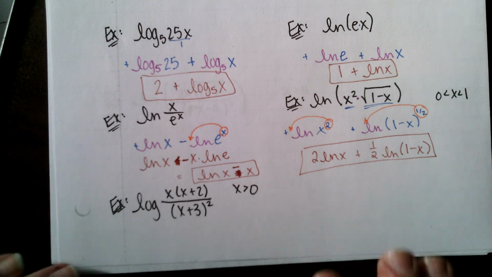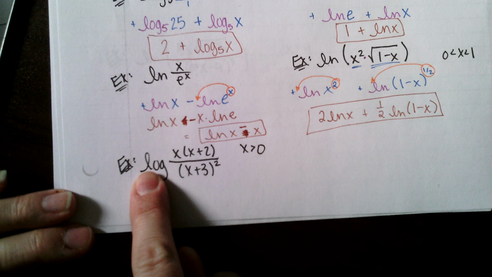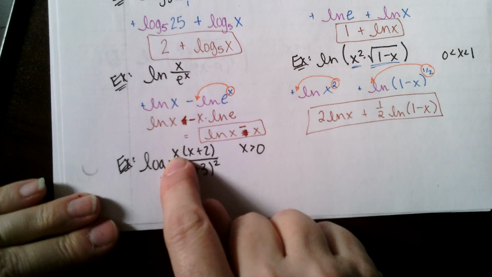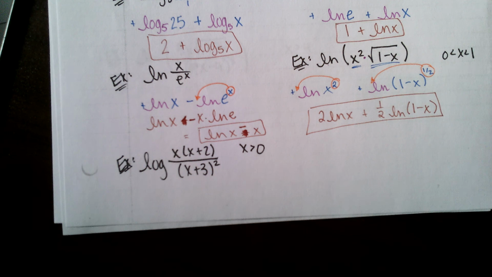Last one on this page. So the style of our home is a common log. How many roomies do we have? We have 1, 2 in the numerator and 1 in the denominator.